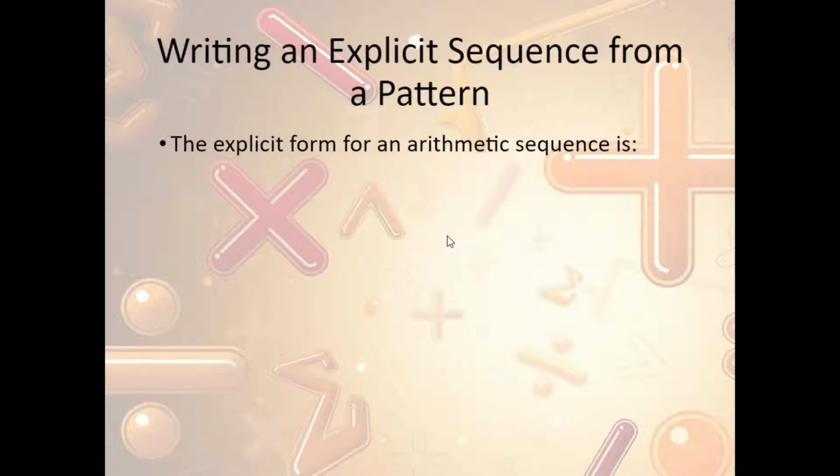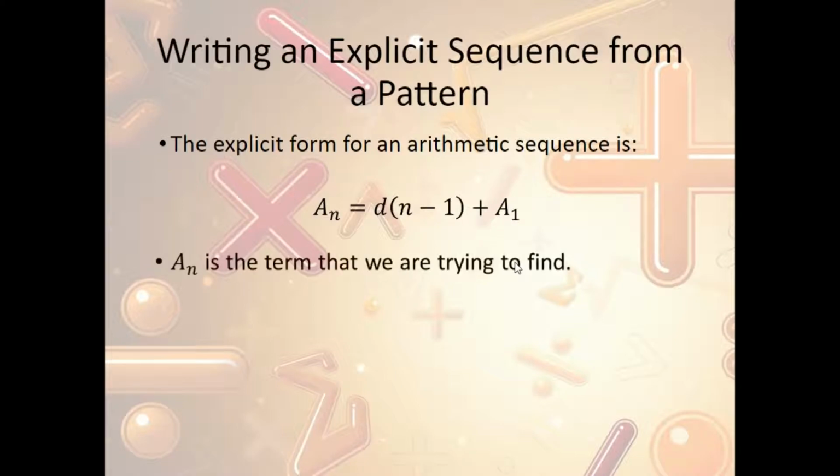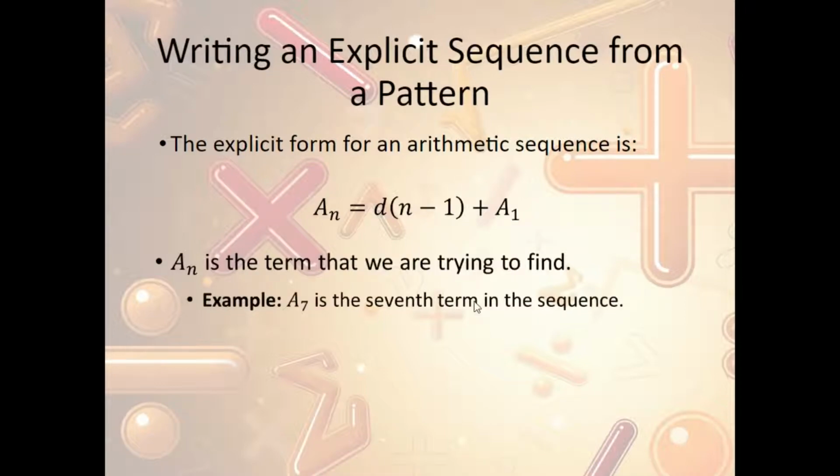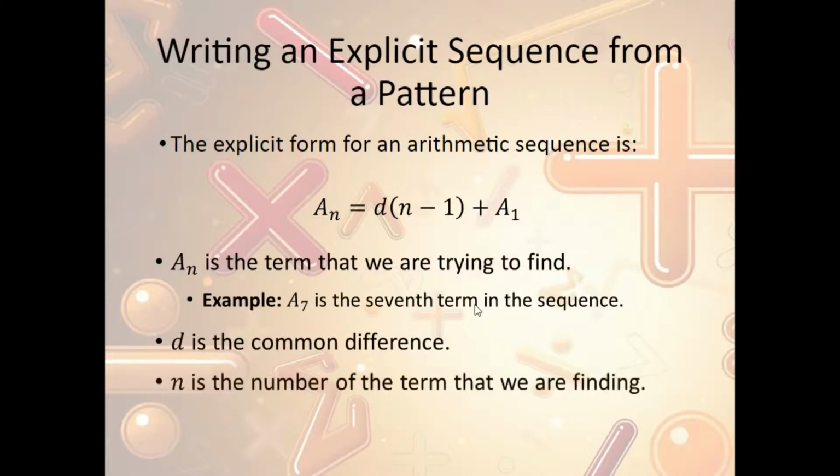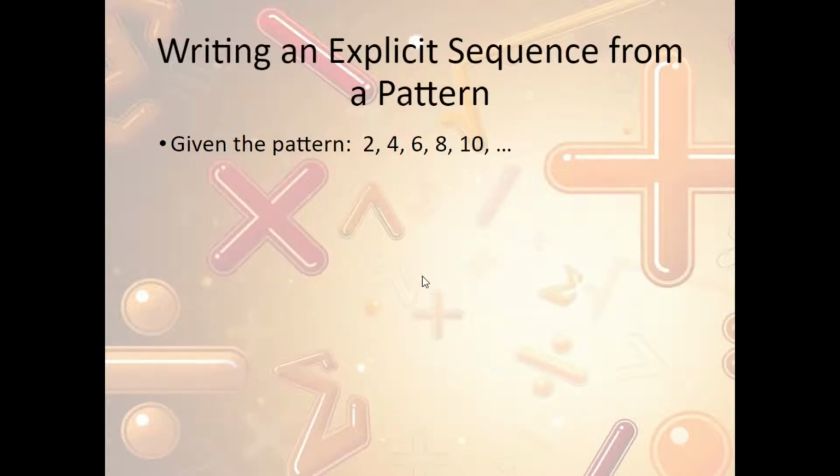So the explicit form for an arithmetic sequence is a_n, meaning the value that we're trying to find, is equal to d, the common difference, times n minus 1, plus the first term in the sequence. So a_n is the term we're trying to find. For instance, a_7 is the 7th term in the sequence. d is the common difference. n is the number of the term that we're trying to find. And a_1 is the first term in the sequence. So let's look at an example.